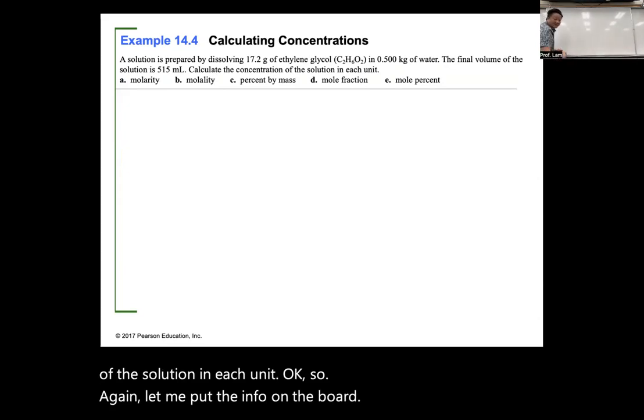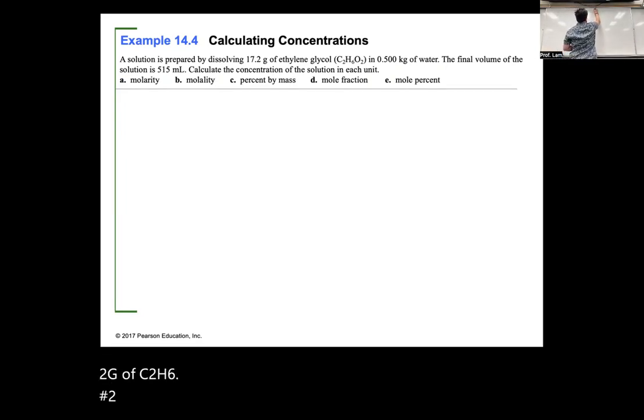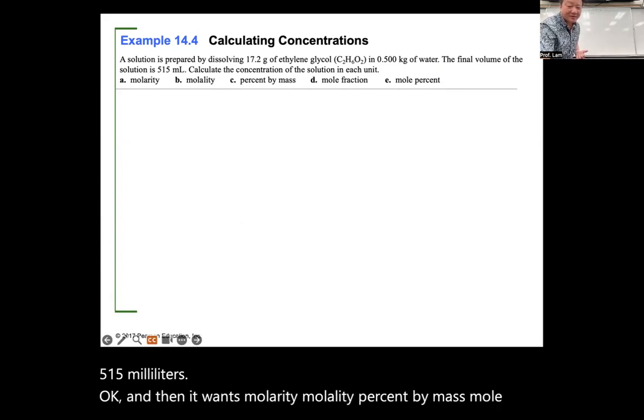Then 17.2 grams of C2H6O2 in half a kilogram of H2O. Final volume 515 milliliters. Okay, and then it wants molarity, molality, percent by mass, mole fraction, mole percent, in that order.